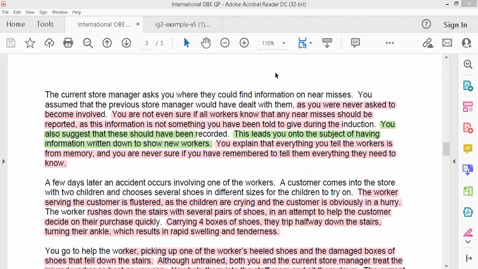You explain that everything you tell the worker is from memory, and you are never sure if you have remembered to tell them everything they need to know. So this is a very negative factor of this organization. You told the managers that you are giving the induction from your memory, and you accept your mistake that you are not sure you remember everything the workers need for health and safety, because they don't have anything written about health and safety. So we need a sufficient and proper induction training, a written induction training.